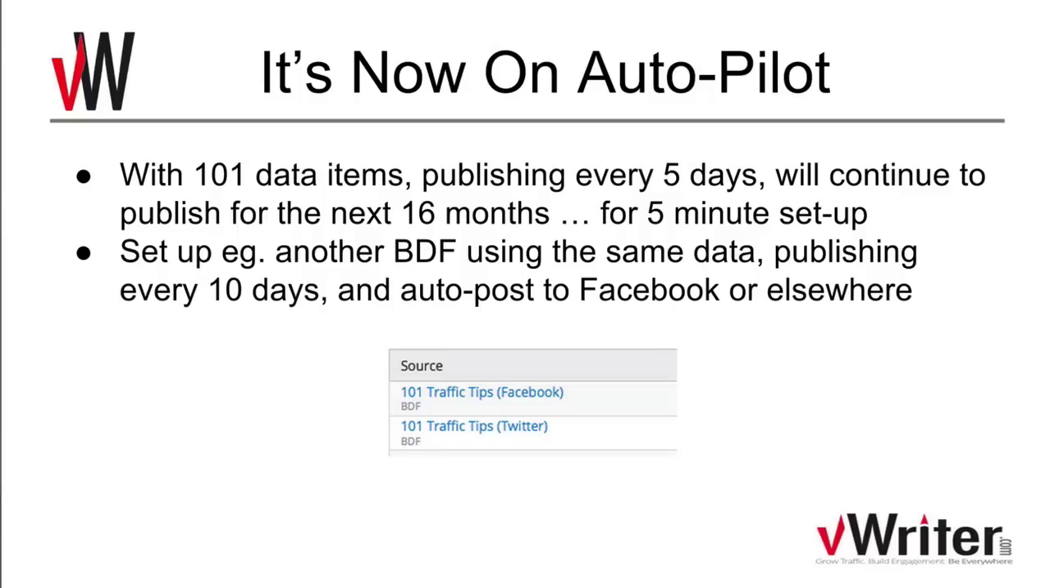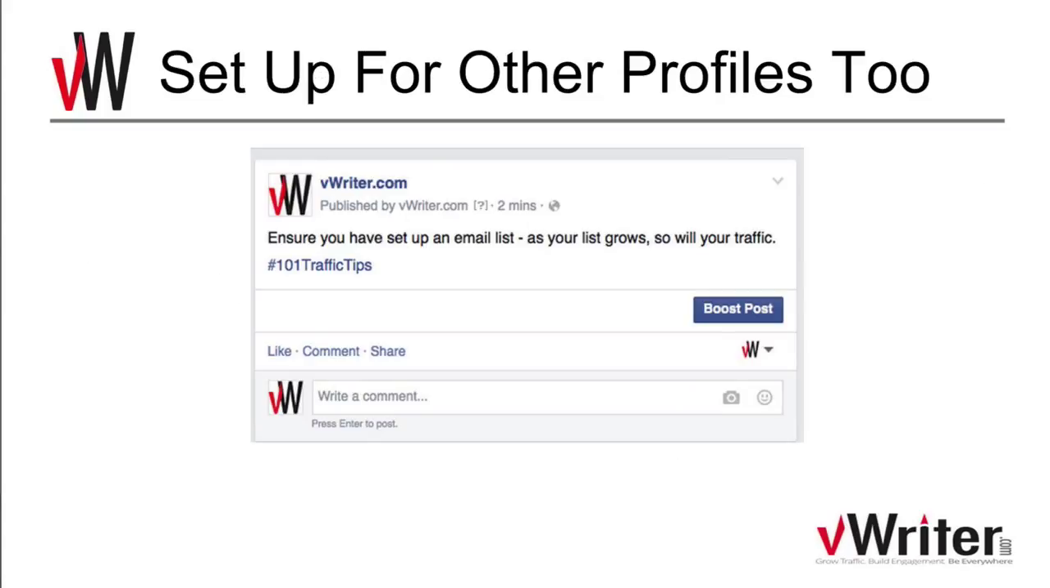I can then, for example, set up another bulk data feed. I can use the same data, so upload the same CSV file again. For this one, I want to publish slightly more with more of a gap between each piece of data. Facebook's a very different environment to Twitter, of course. So I've set this to publish every 10 days via a different bulk data feed, so a different frequency setting, and set up through a publishing channel to post to Facebook, but it's up to you where you want that to publish to.